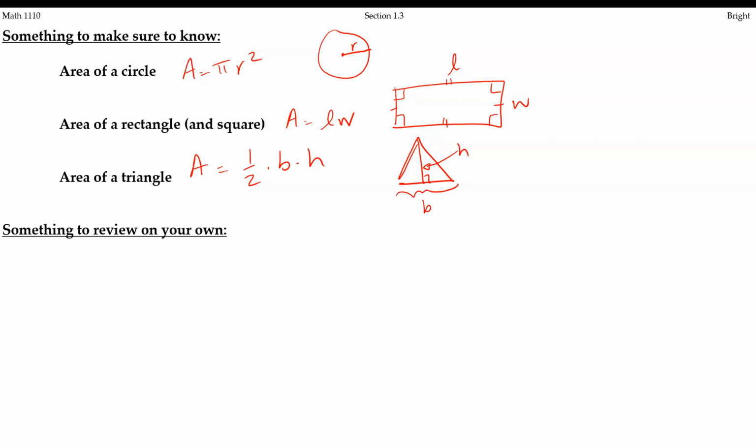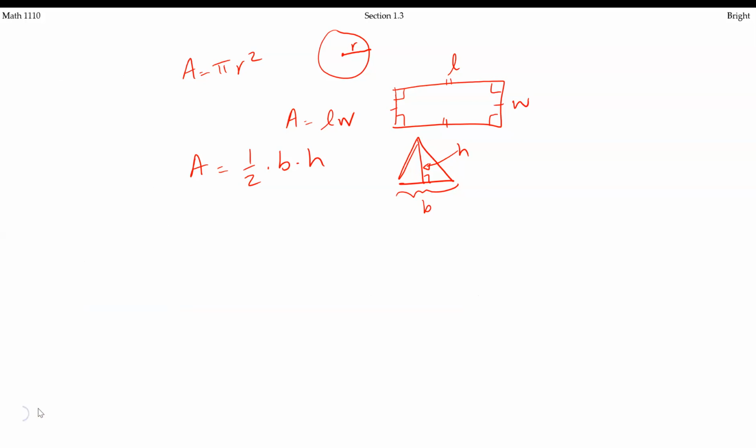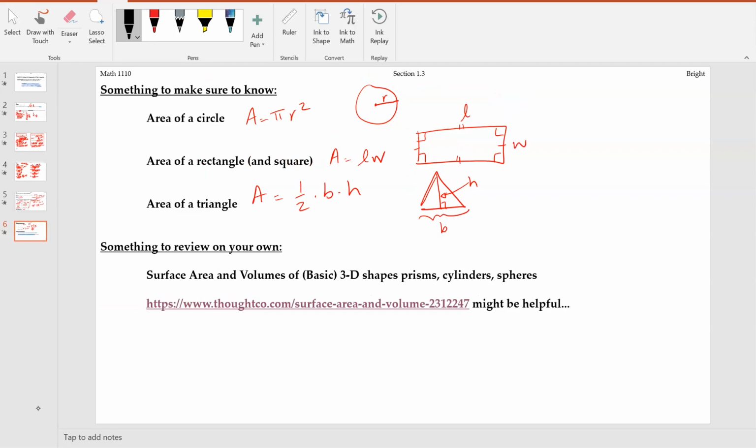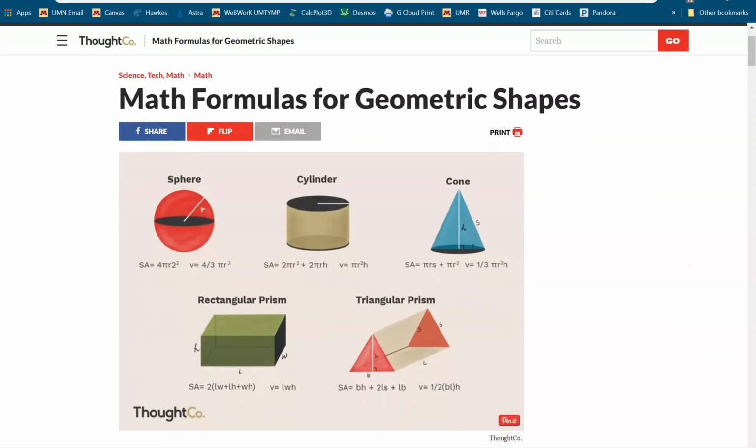Other things that you should review on your own are surface area and volumes of basic 3D shapes. I have a link here that you might find helpful, at least for surface area and volume of some other shapes. If you end up following it, you're going to get led to this page, and it tells you surface area and volume formulas for a sphere, cylinder, cone, prism, rectangular, and triangular.